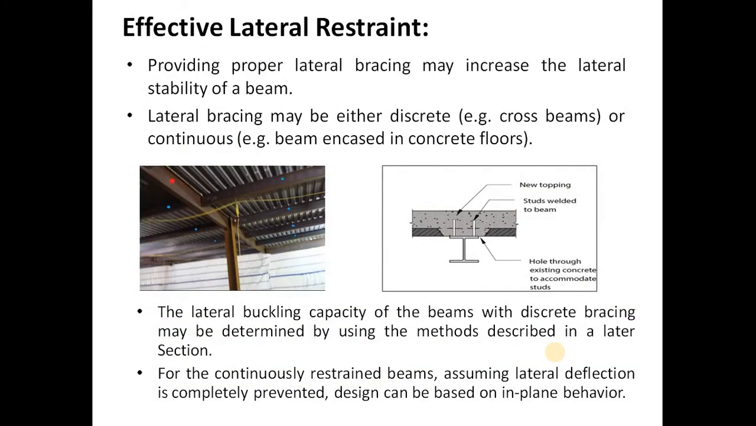Now, what is actually the effective lateral restraint? Providing proper lateral bracing may increase the lateral stability of the beam. This is a very obvious one. Lateral bracing may be either discrete, for example cross beams, which are actually called lateral bracing, or continuous, for example a beam encased in a concrete floor. You can see here the secondary beams giving a discrete lateral restraint, and when the top flange with the studs is encased in the concrete floor, it gives continuous lateral restraint.